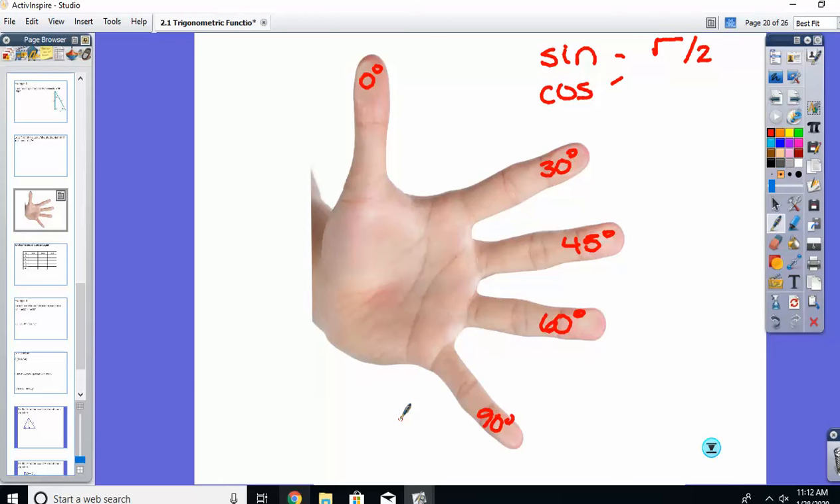In the last chapter, I gave you a quotient identity, and I told you that tangent was sine over cosine. If sine were radical 3 over 2, and cosine were 1/2, when you divide those fractions, you flip and multiply, right? And those 2's end up canceling. So for our trick, for tangent, we can just do the square root of the top over the square root of the bottom.